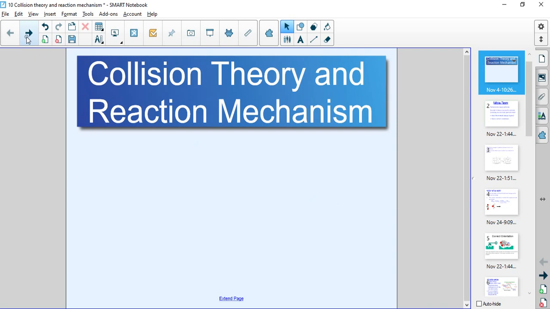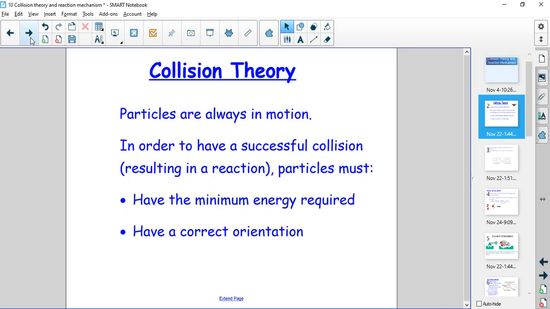All right, so the idea behind this you have heard before in this unit and in others. Particles are always in motion, right? You learned that back in grade 9, maybe even grade 8. They're always in motion, and for a reaction to take place, two things have to happen. So those two things importantly are that they must have the correct amount of energy, right? Even in something that is highly reactive, let's say you're gonna light a match, you need that initial spark, right? So a minimum energy is required for the reaction to take place.